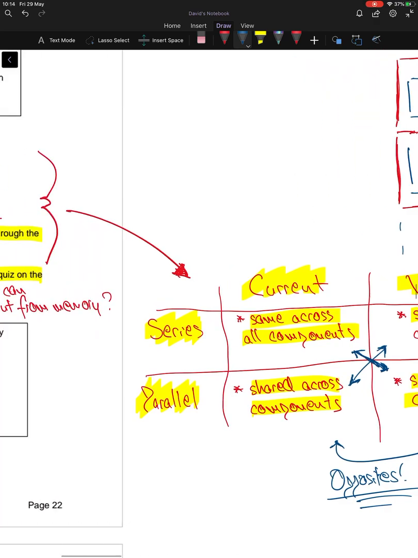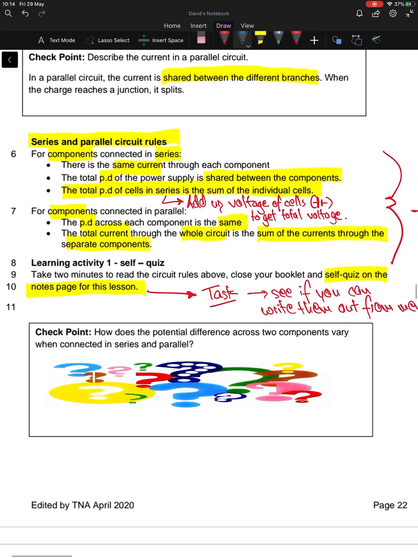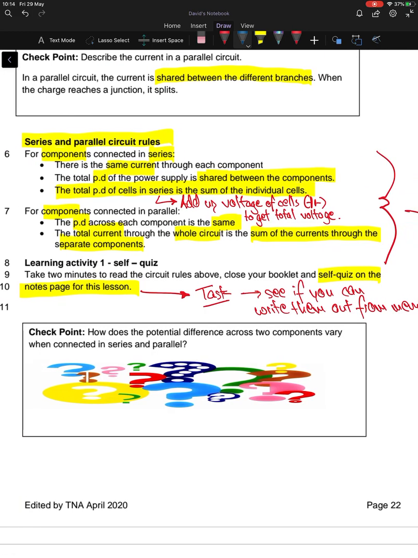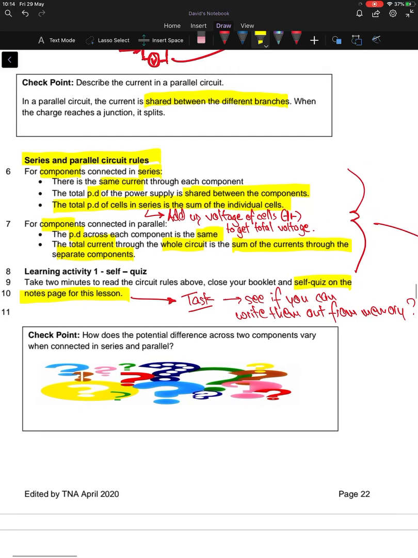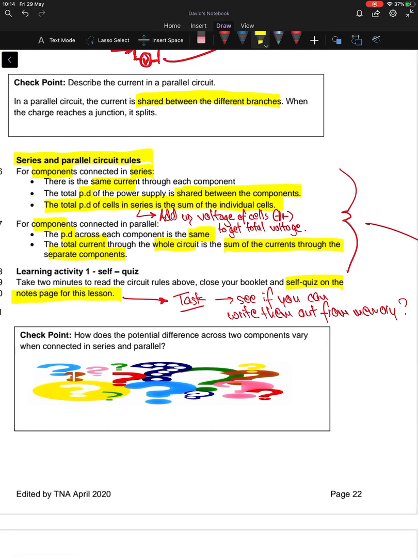Right, okay. Once you've screenshotted that and made your own notes on that, let's go back to our question at the bottom here. So, if you feel you need a little bit of support on that, take 2 minutes now, pause the video, and read the circuit rules above, read them in the table, and then close the book and self-quiz and see if you can remember them. How many of those rules can you remember, or can you write out that table from memory?